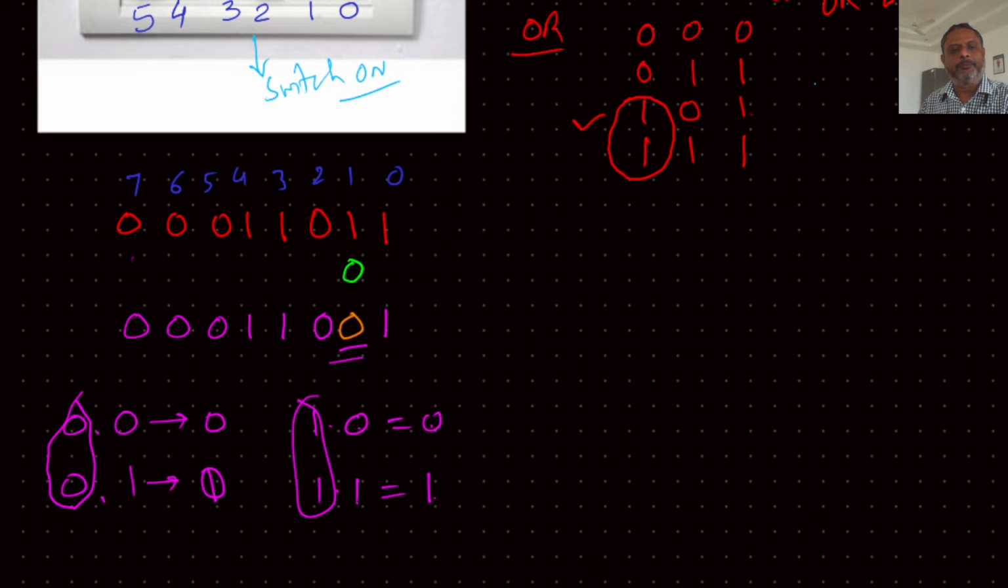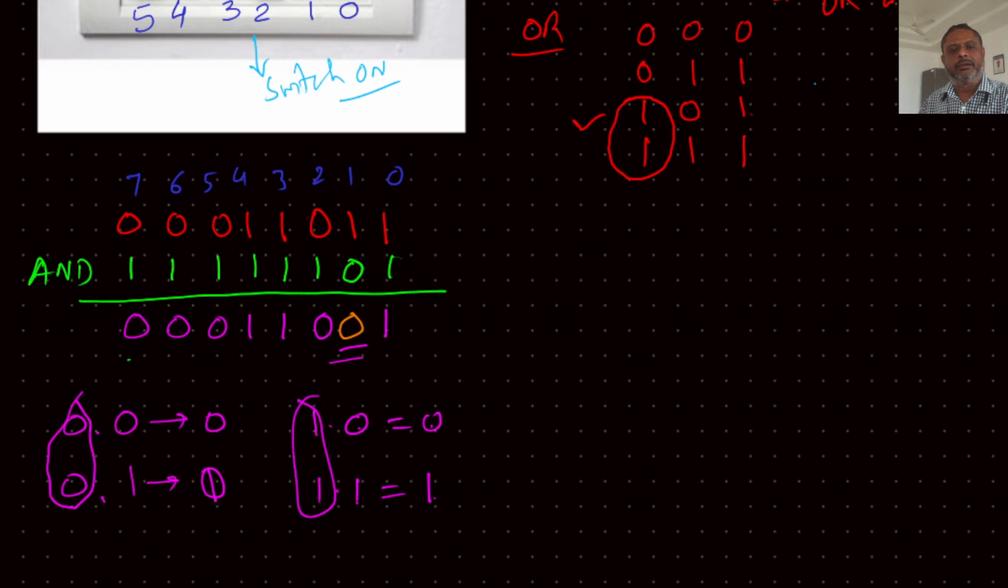So we need a 1 here, 1 here, 1 here, 1 here, 1 here, 1 here, 1 here, because we don't want these positions to change. Therefore, when you AND these two: 1 and 1 is 1, 1 and 0 is 0, 0 and 1 is 0, 1 and 1 is 1, 1 and 1 is 1, 1 and 0 is 0, 0 and 1 is 0, 0 and 1 is 0, 0 and 1 is 0.